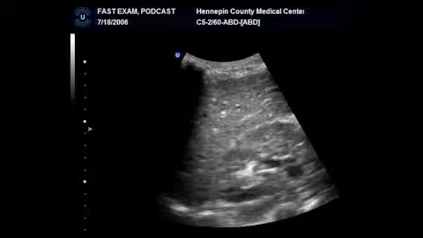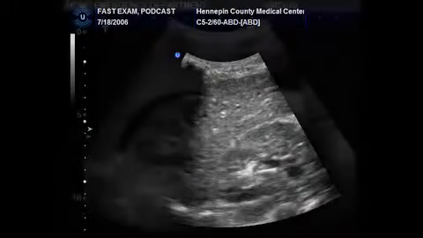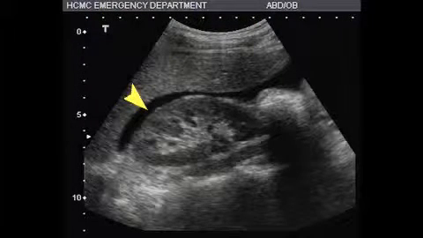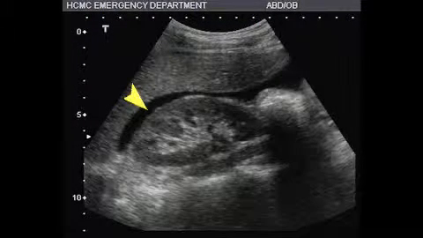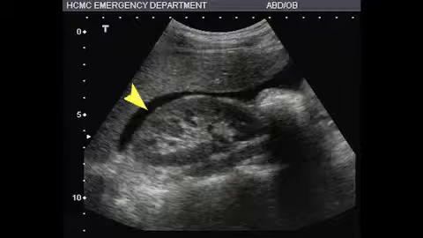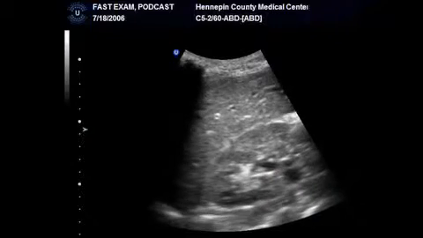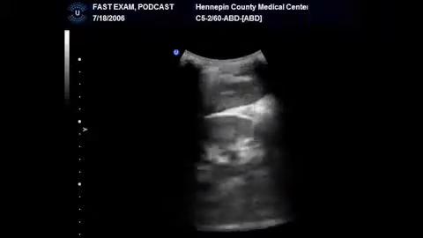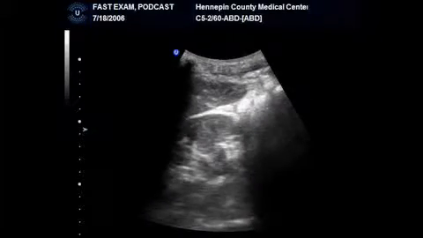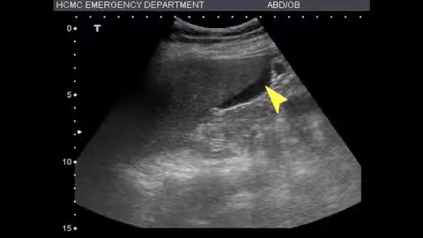It allows for the evaluation of the potential space between the liver and kidney, called Morison's pouch. An anechoic or black stripe between the liver and kidney in Morison's pouch indicates free fluid, usually blood, in the intraperitoneal space. By sliding the probe towards the patient's feet, you can visualize the lower tip of the liver, where free fluid also tends to accumulate.